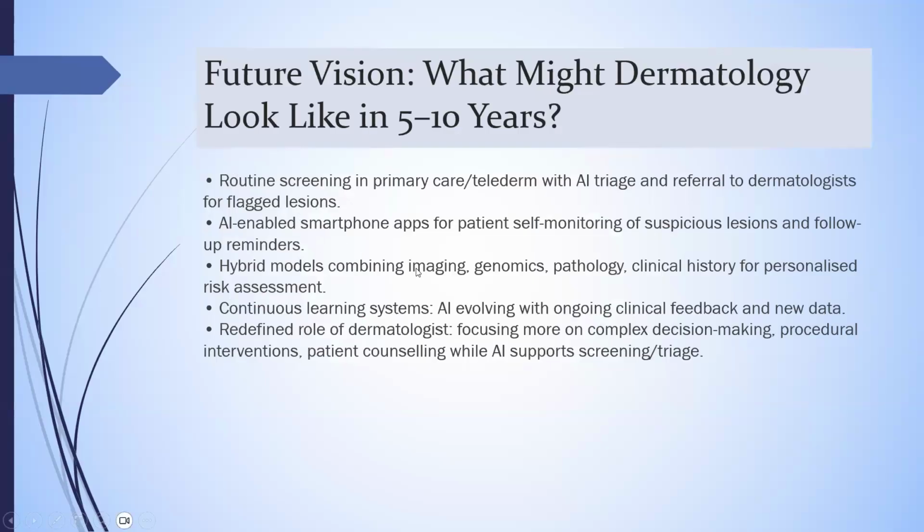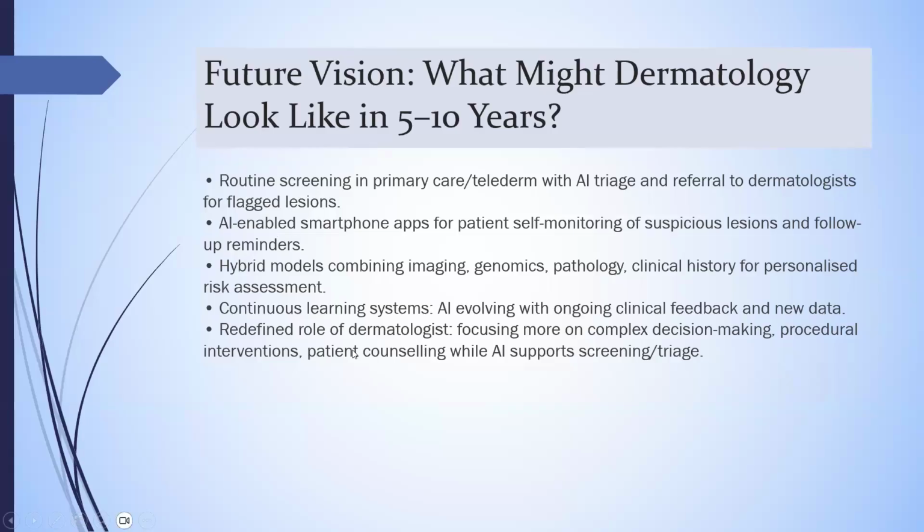AI enables smartphone apps for patient self-monitoring of suspicious lesions. And this is again a very risky one. You know why? And hybrid models combining imaging, genomics, pathology, risk assessment, and all those. And see, this is a continuous learning system. Though we are giving some input and you're developing something, and as we again go through a lot of new pictures and new photos, new clinical data, new dermoscopic data, it's a continuous learning system. This keeps evolving, getting better day by day.